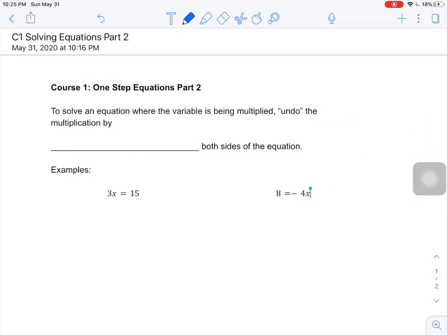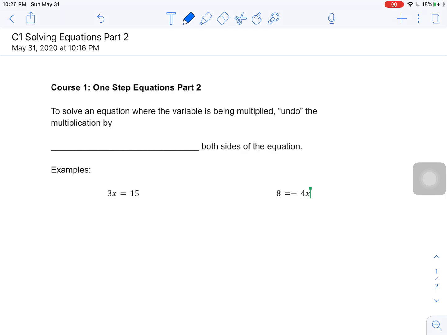Today we are going to keep working with some of the solving equations work that we started in the last lesson. So just to give some quick reminders, in the last lesson we introduced the idea that to solve an equation, or in other words, to figure out what the value of the variable is, we have to rearrange the equation so that the variable is by itself.